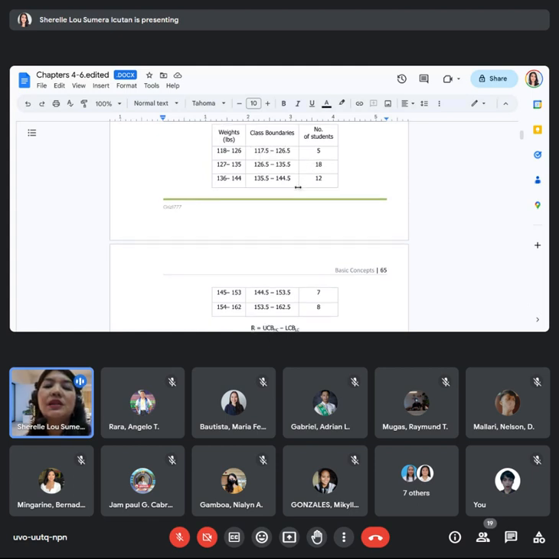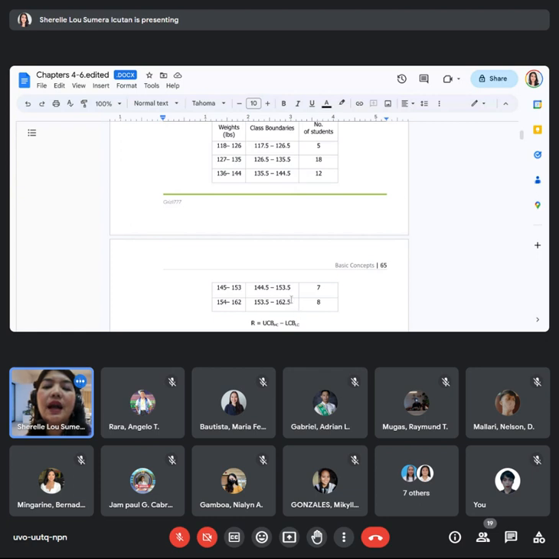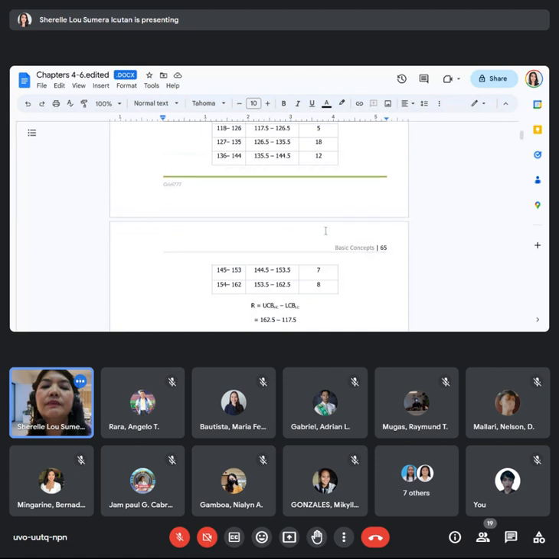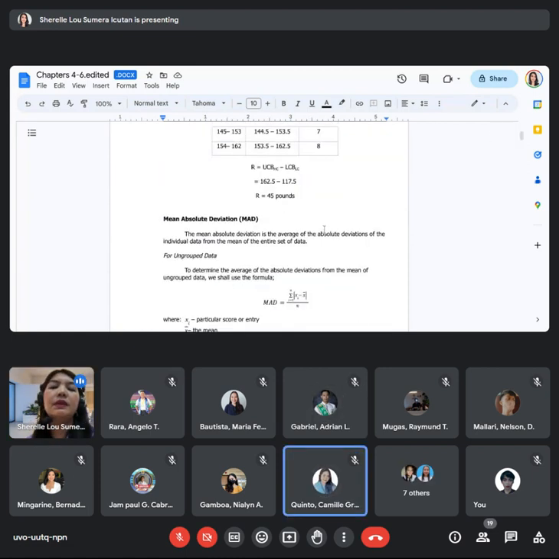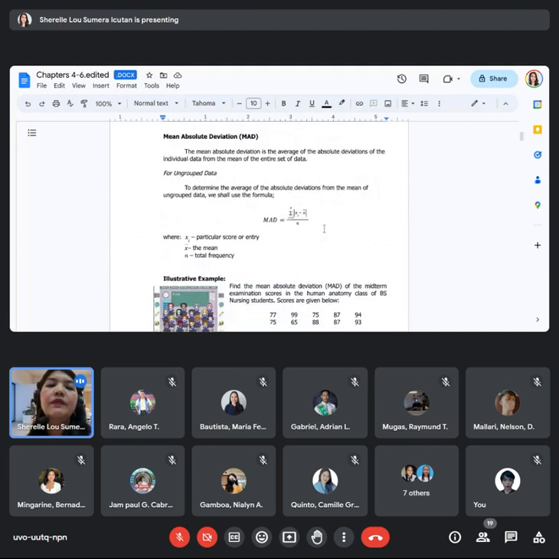So what is the range? You just have to get the upper class boundary of the highest class. Ito, 162.5. And minus the lower class boundary of the lowest class. So 162.5 minus 117.5. Do you follow? Sundan nyo? Yes, ma'am. Okay, madali lang yon. Thank you.